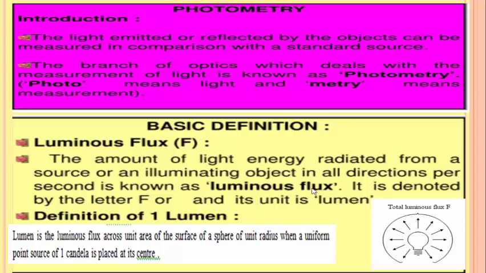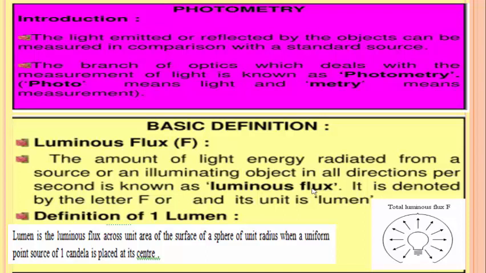Luminous flux: total light emitted by a light source in all directions. The rate at which light is emitted from a luminous body. The amount of light energy radiated from a source or an illuminating object in all directions per second is known as luminous flux. Its SI unit is lumen.